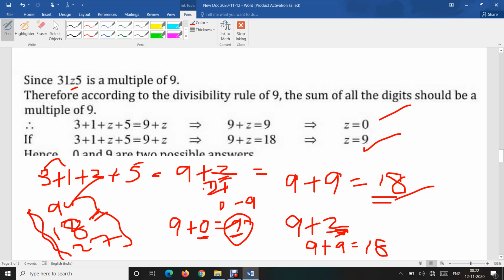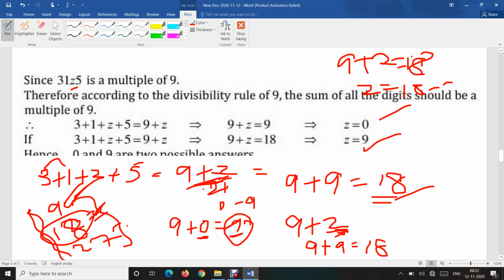So there is no need to try all the values 1, 2, 3, 4, 5, 6, 7, 8. You see the multiples of 9, just the table of 9. The next is 18. So how will you get 18 from here? 9 plus z is equal to 18. Obviously, z is equal to 18 minus 9, that means z is equal to 9. If z is equal to 9, then you will get 18.